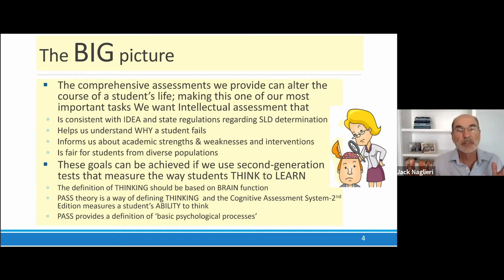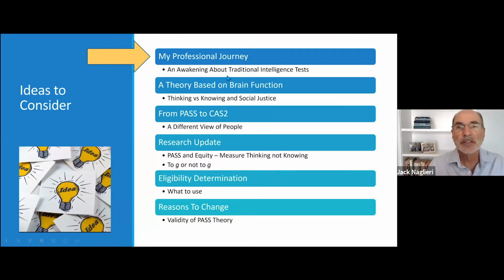That's the big picture for today, and we're going to move right along. So this is the basic outline. We're going to talk about the theory based on brain function. We'll see how we go from PASS to the cognitive assessment system.